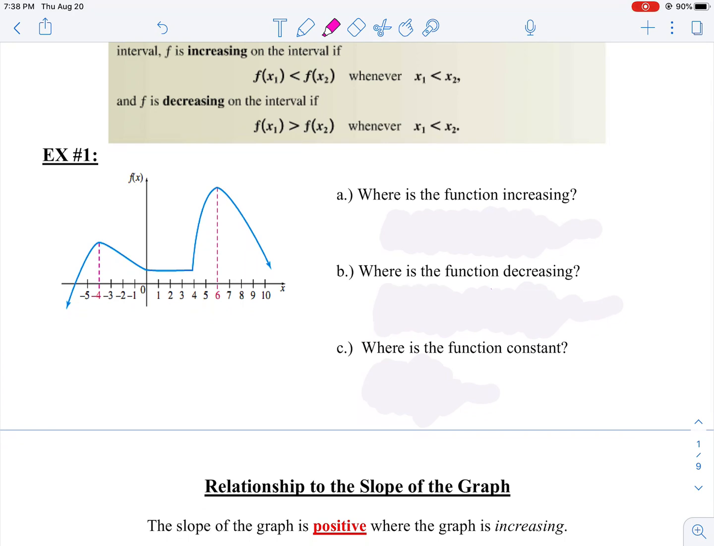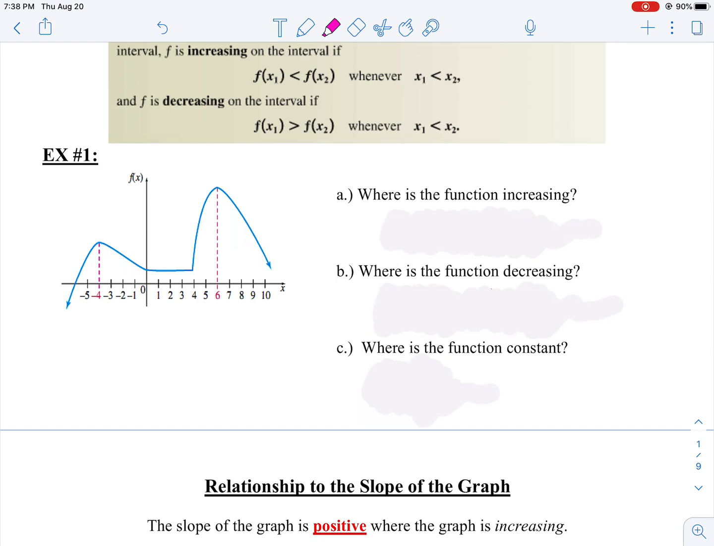Example number 1 gives us a function, and it asks us where is this function increasing, where is it decreasing, and where is it constant, meaning it's not going up or down. It's staying the same for a second. If you look at the function, again, from left to right, always x's. We're never reading the graph up and down when we're talking about increasing and decreasing. When we read a graph, we read it just like we do a book.